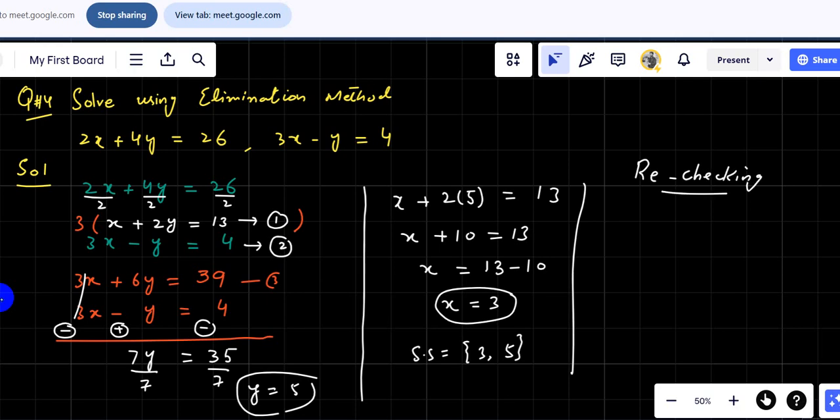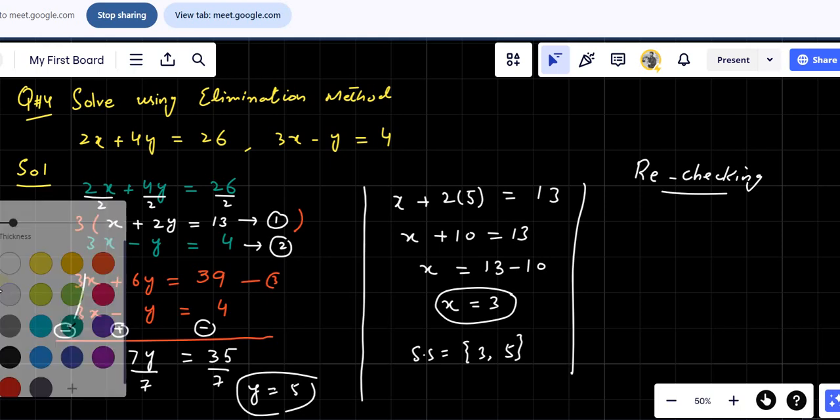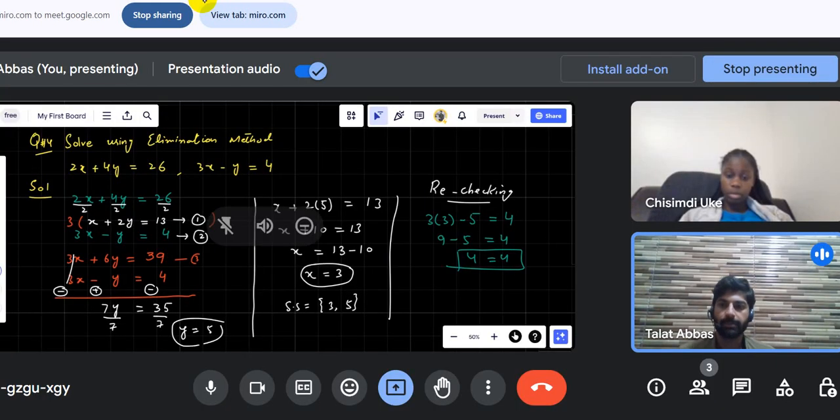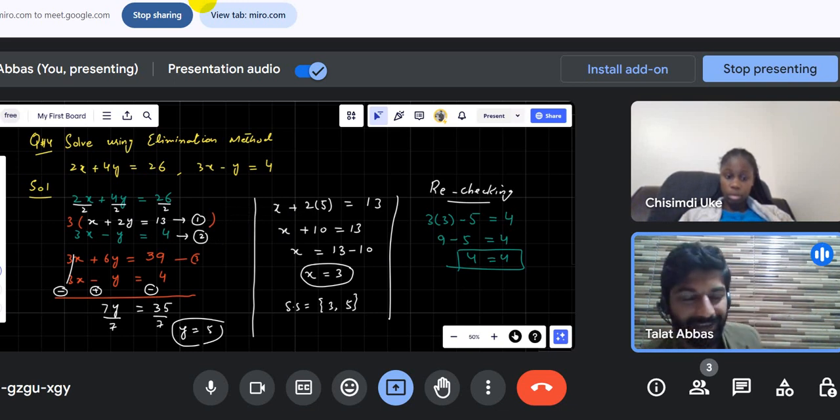So rechecking will be, just a minute, please. Yeah, 3 bracket 3. So it means your answers are 100% correct, right? So this was all about the elimination method. I'm going to recap this lesson, and please try to join on time, as I think you forgot the lesson today.